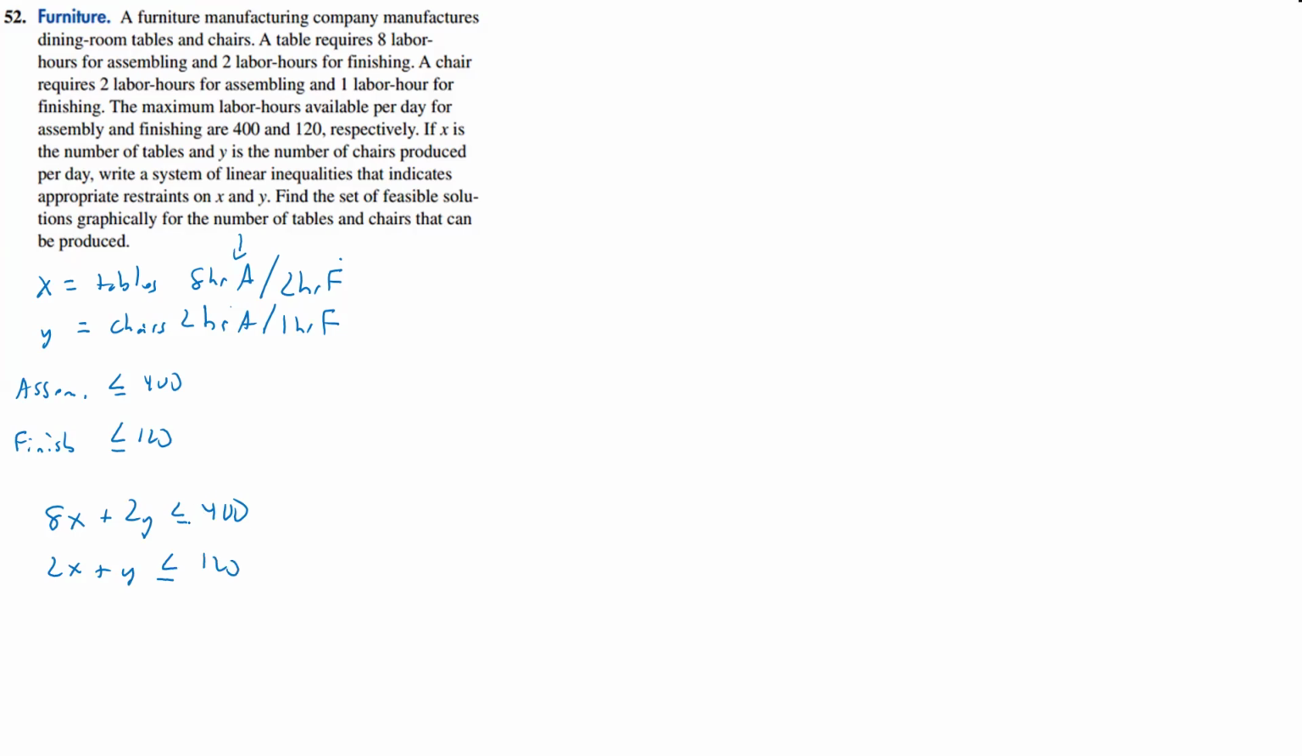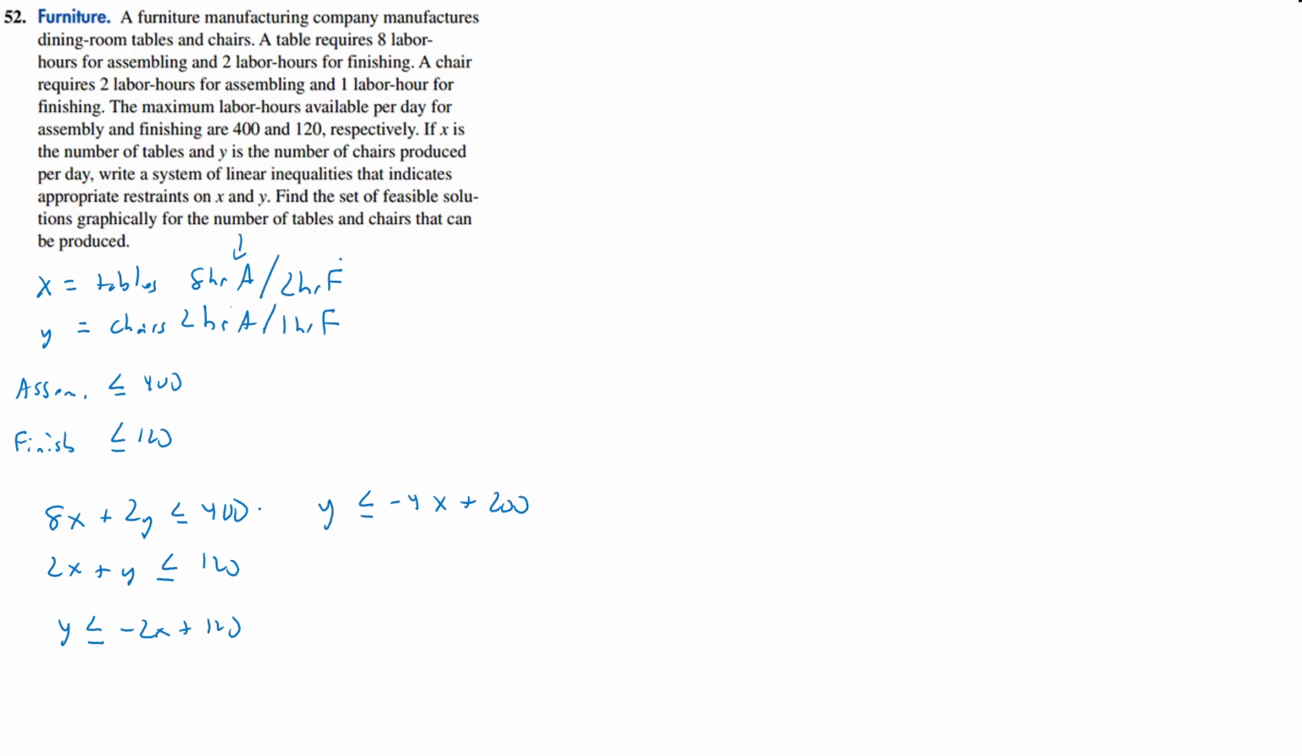All right, so now we solve both of these. Well, this one's easy. That's just y is going to be less than or equal to minus 2x plus 120. This one we have to take the x over, so we get y is going to be less than or equal to, dividing by 2, minus 4x, and then plus 200. Okay, so now we've got that.